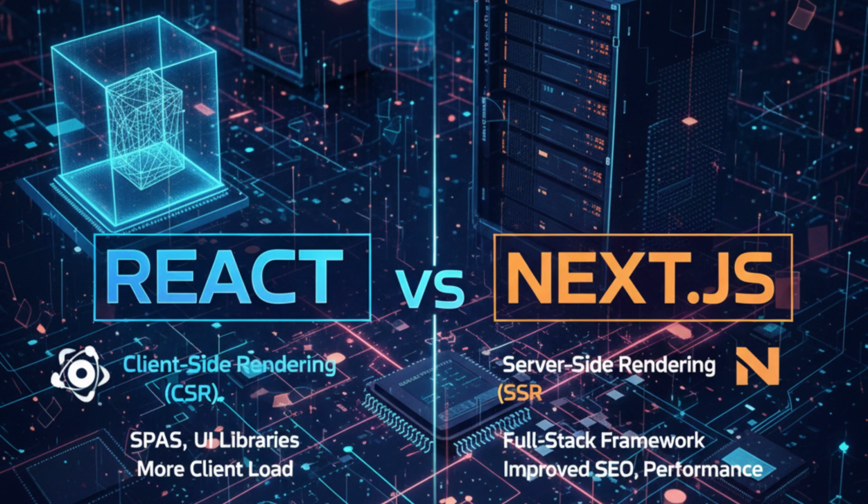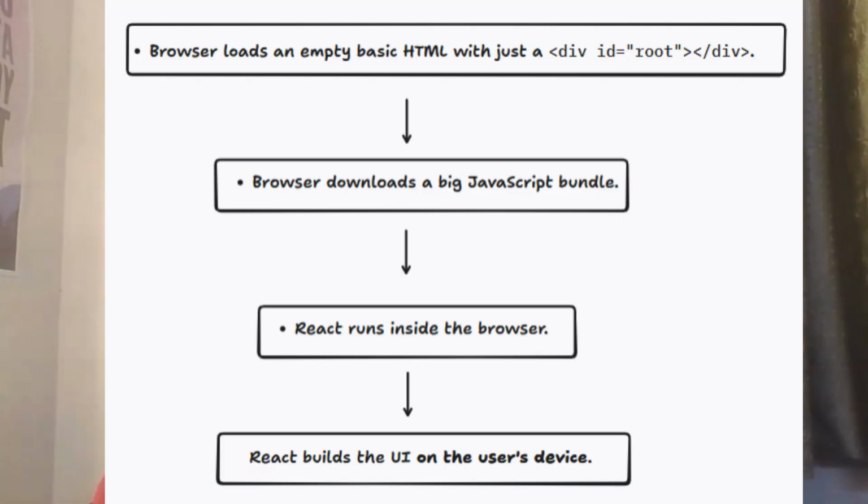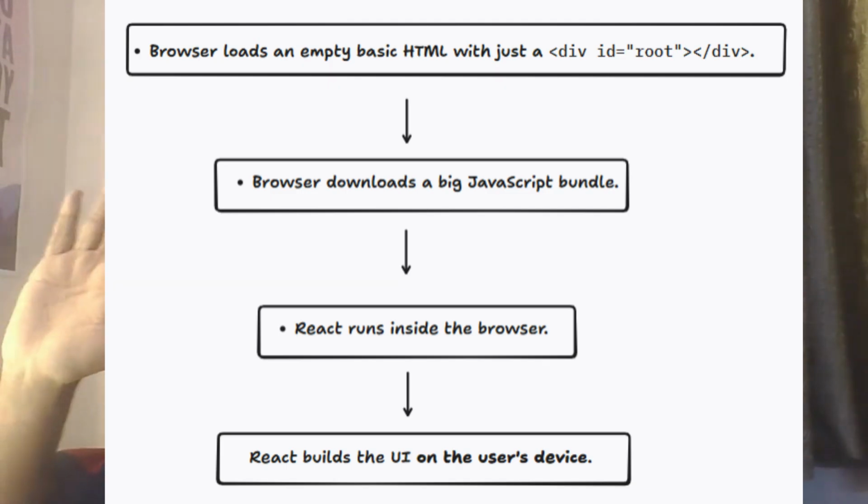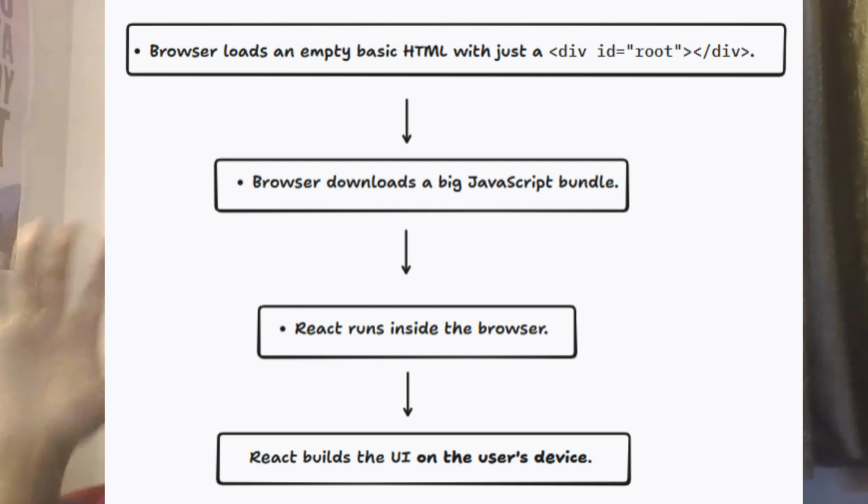React by default uses CSR, which stands for client-side rendering. So React alone, if you're using Create React App, Vite plus React or anything like that, simply uses CSR. This means the browser loads a basic or empty HTML with just a div with ID root. Then the browser downloads a big JavaScript bundle, because all of your code over time gets converted into a single HTML, CSS, JavaScript file. So the browser downloads a big JavaScript bundle.